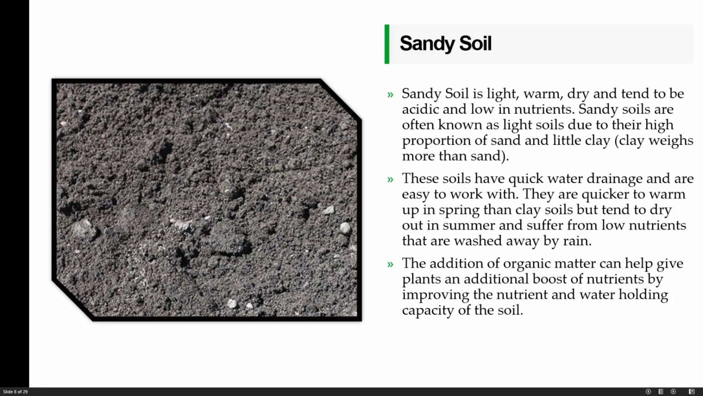These soils have quick water drainage, easy to work with, so they are quicker to warm up in spring. In addition, the organic matter can help give plants a boost in nutrients. Ang maganda raw sa sandy soil. Ang problem lang sa sandy soil is that mabilis siyang mag-ano ng tubig. Dapat dito quick water drainage.